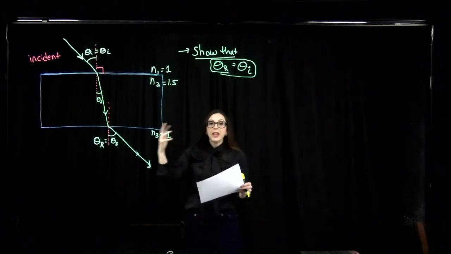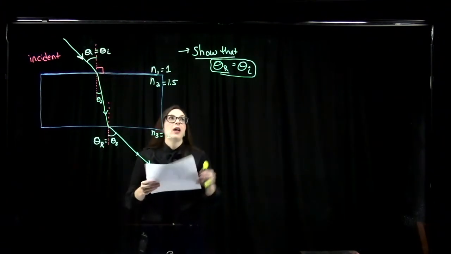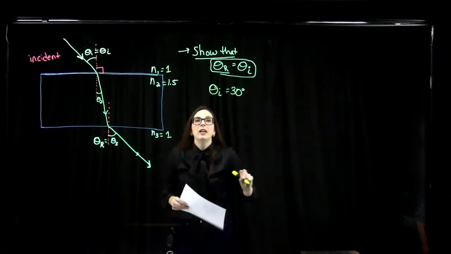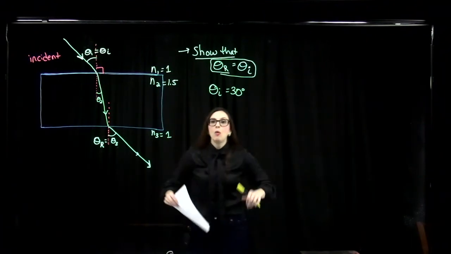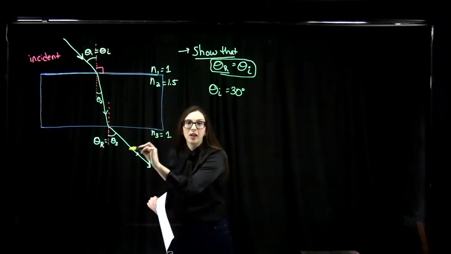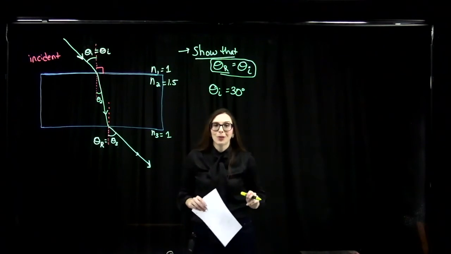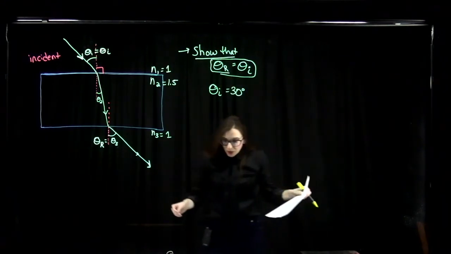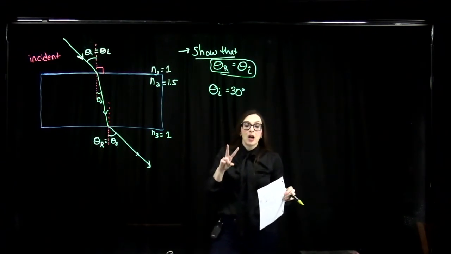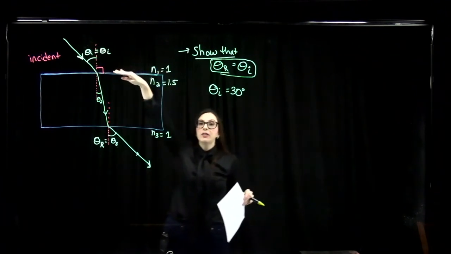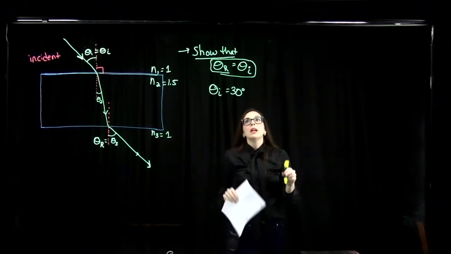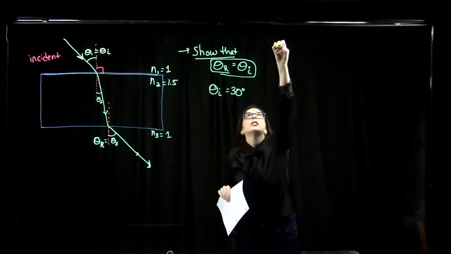Now, the incident angle for this ray of light, we're just going to give it a number. We're going to say that that incident angle is 30 degrees. And now we're going to work through the problem and figure out what is this refracted angle when my ray exits out here on the other side of the slab, and hopefully that also equals 30 degrees because that's what we're asked to show. So how are we going to do this? Well, we have to apply Snell's law twice. We have to apply Snell's law at the first interface, and then we have to apply Snell's law at the second interface.